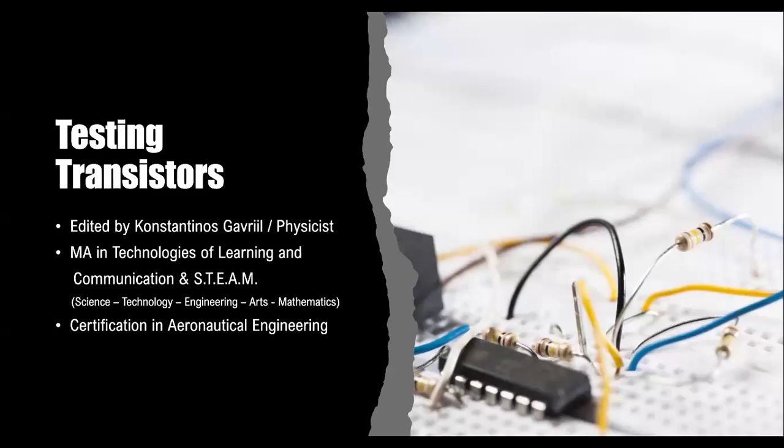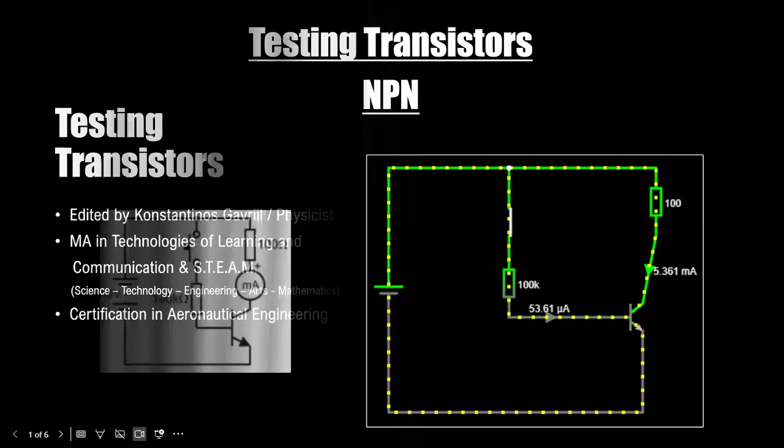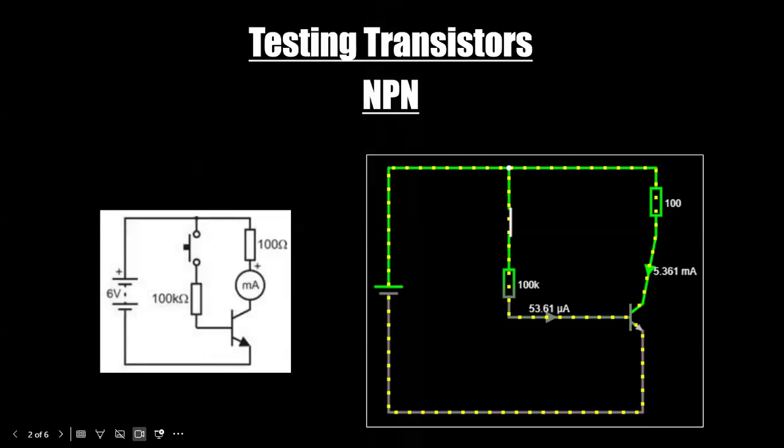Hello, the video you are watching is about testing transistors. We are going to test NPN and PNP transistors. For this occasion, we have this circuit on the left side, and as we can see, we are going to draw in the Falstad simulator this one on the right side. Let's do it.